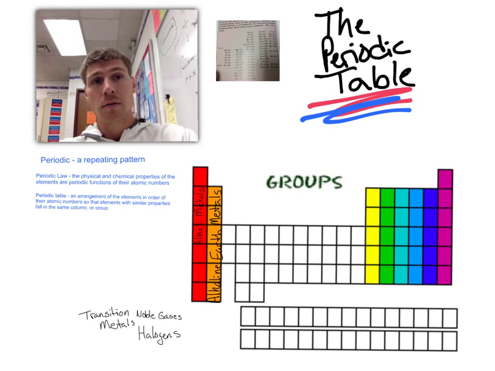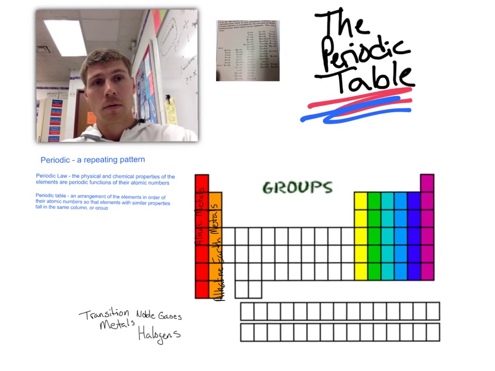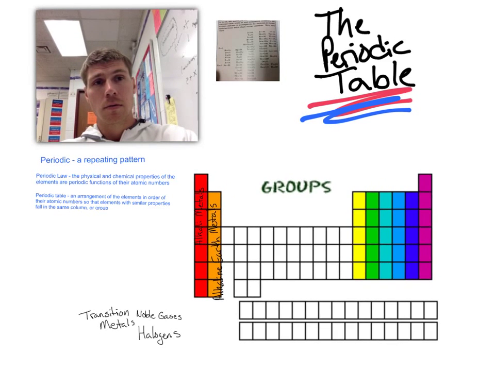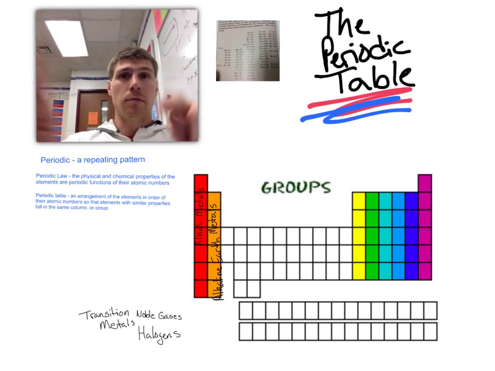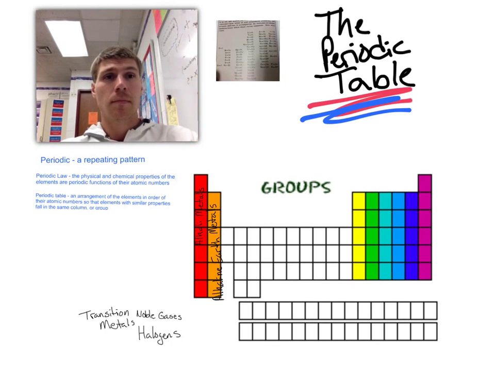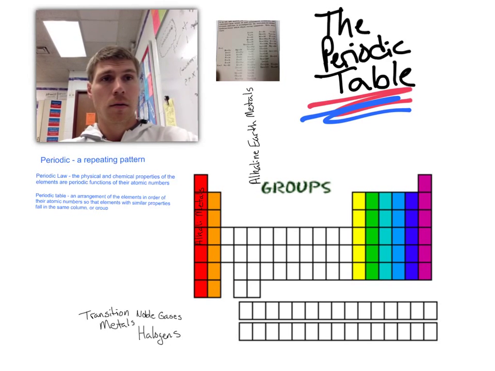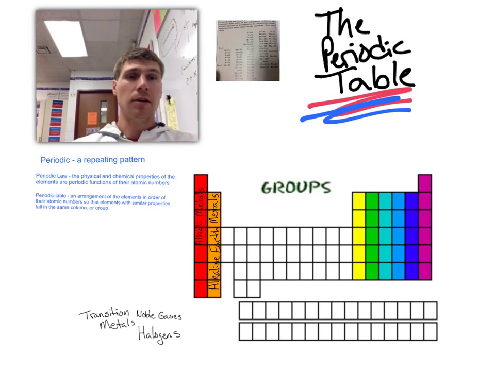All right, so there you go. Alkaline earth metals. We'll get those there. Straighten it out. Make it a little easier. There we go. Alkaline earth metals.